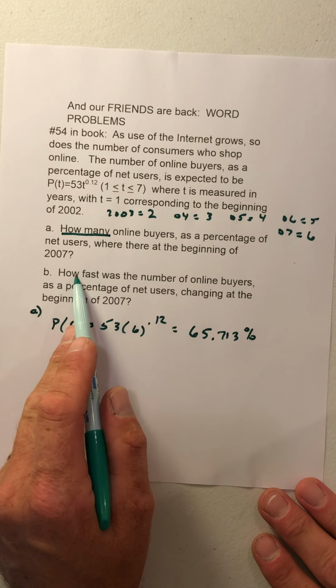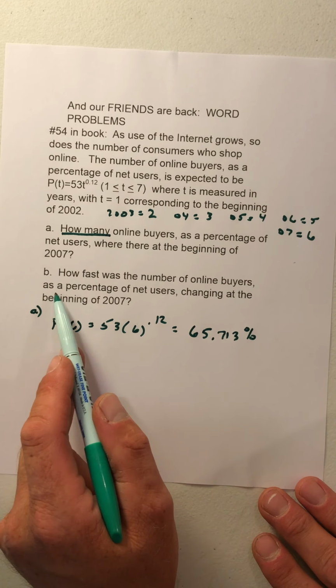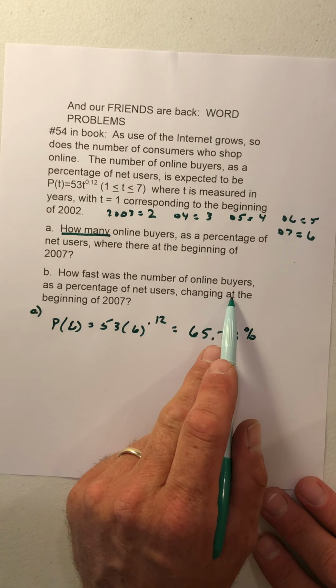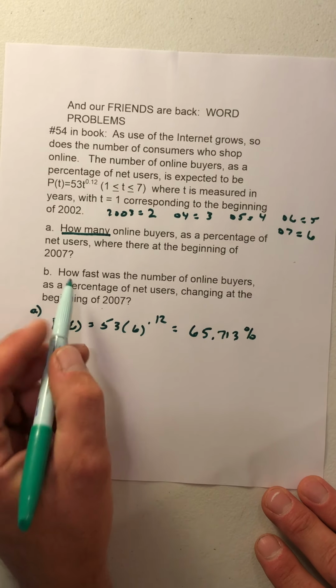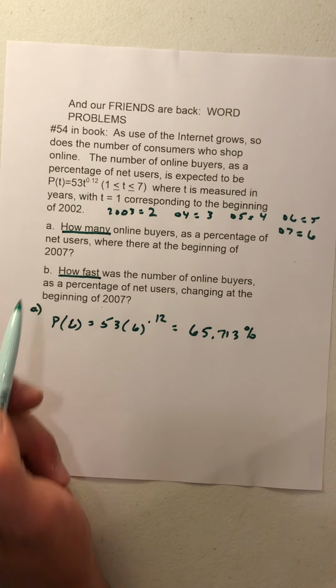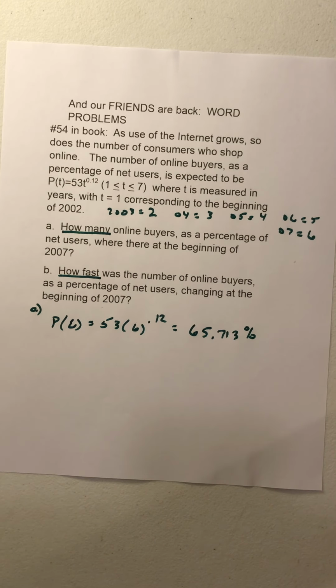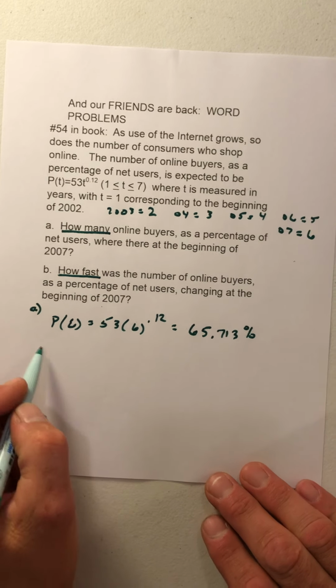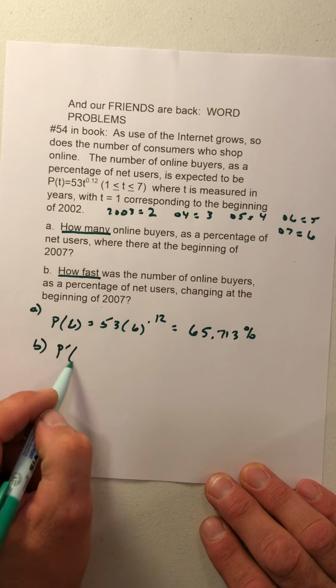And B is asking us how fast was the number of online buyers as a percentage of net users changing at the beginning of 2007. Here, I want you to notice the words: now we're looking at how fast. Well, what does fast mean? How fast is a velocity. So we want to know the velocity, or kind of the velocity, of this function. How do we find the velocity? The velocity is, yay, the derivative.